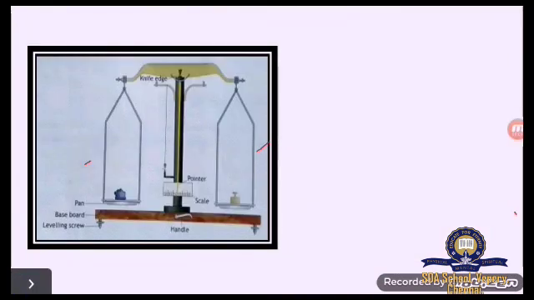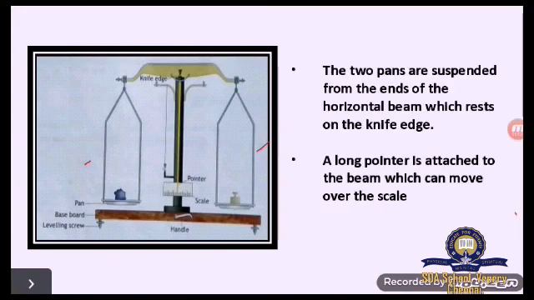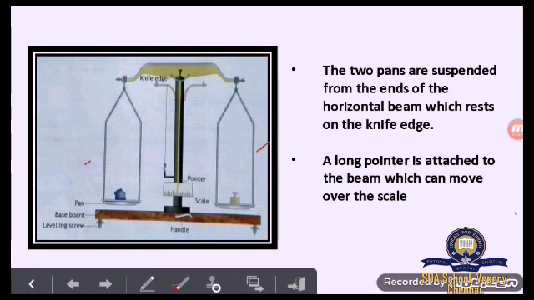How many pans are there in the physical balance? There are 2 pans, right? The 2 pans are suspended from the ends of the horizontal beam. Can you see in the top? There is one thing called beam. The 2 pans are suspended from the ends of the horizontal beam which rests on the knife edge. A long pointer is attached to the beam which can move over the scale.